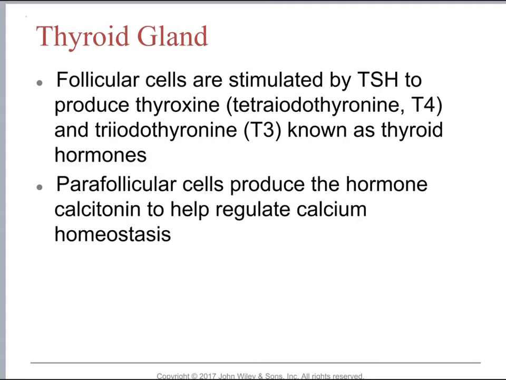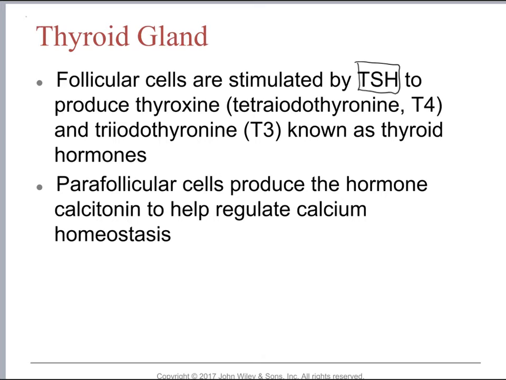From a histological component, we're going to look at slides of the thyroid gland in a little bit, but the thyroid gland is made up of follicles. Those follicles are made up of follicular cells, which when stimulated are going to produce thyroxine, which is also known as T4 or tetraiodothyronine, and triiodothyronine or T3. These are our thyroid hormones. Now recall that the anterior pituitary hormone, thyroid stimulating hormone, is the hormone that is stimulating these follicular cells to produce these hormones.